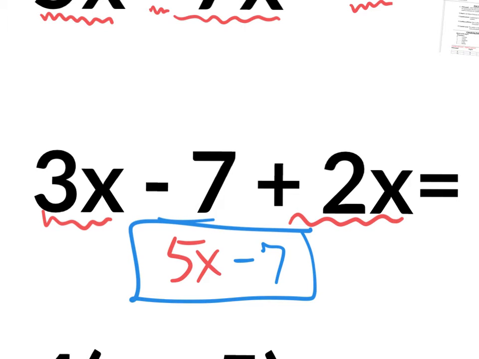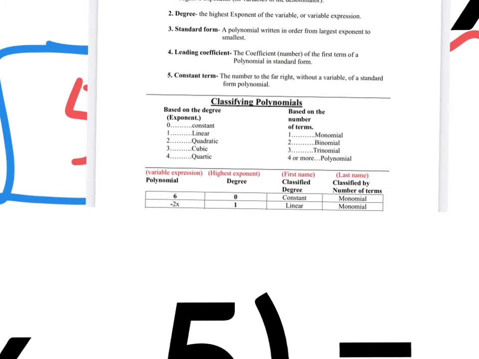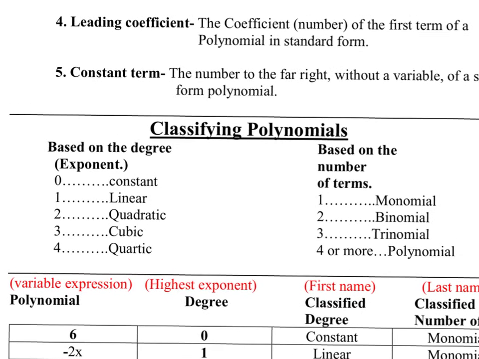Now, ladies and gentlemen, I want to take a moment and I want to ask you to classify this answer, 5x minus 7. I want you to classify it, give it a first and last name. Now, some of us don't have the vocabulary memorized. And because we're in this COVID situation, you don't have to have it memorized. You just have to have your notes available. So if you don't have these notes printed out, I would go to last week, on Monday, we had these notes posted. And in the middle of our notes, we have the classification.